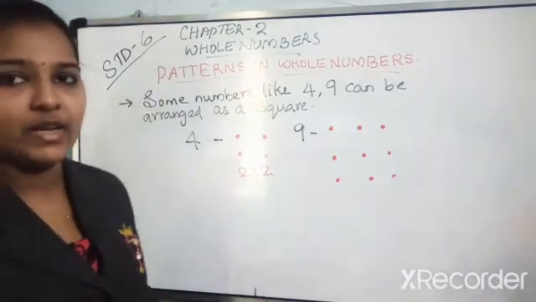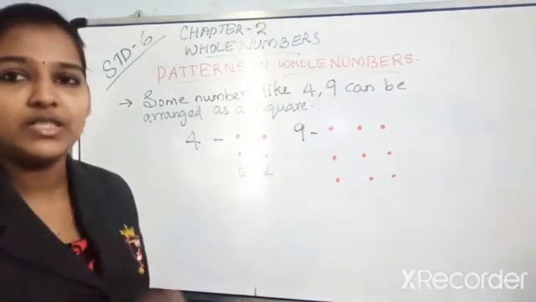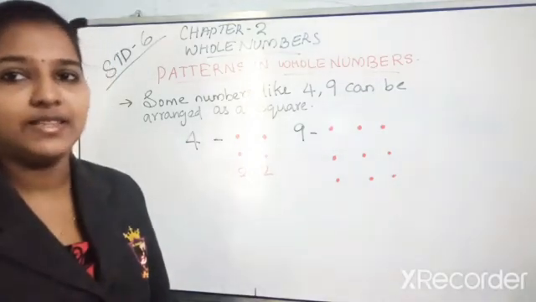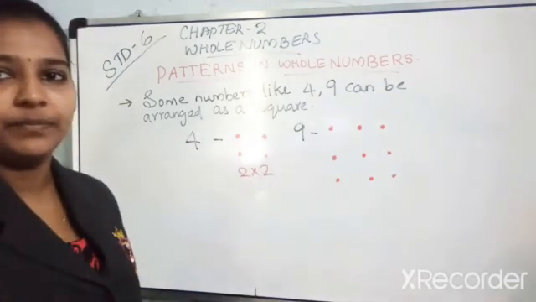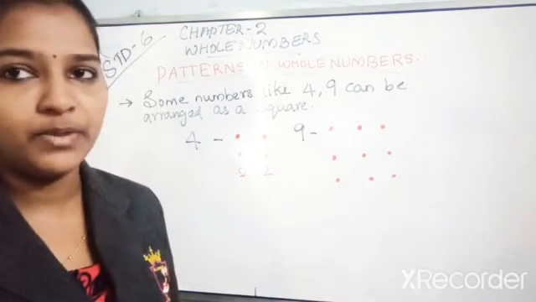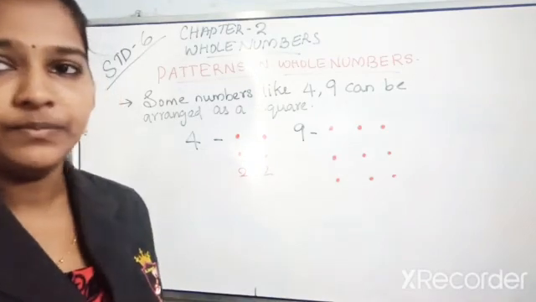Every square number is also a rectangular number. All the numbers which we can arrange in a square can also be arranged in a rectangle. So note that every square number is also a rectangular number.